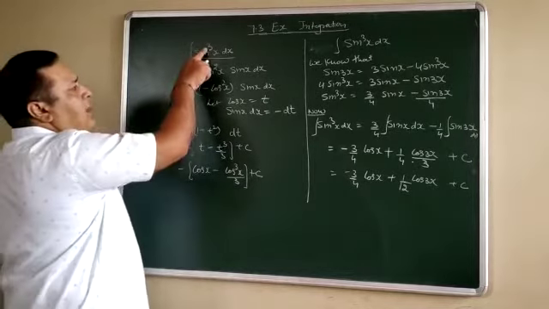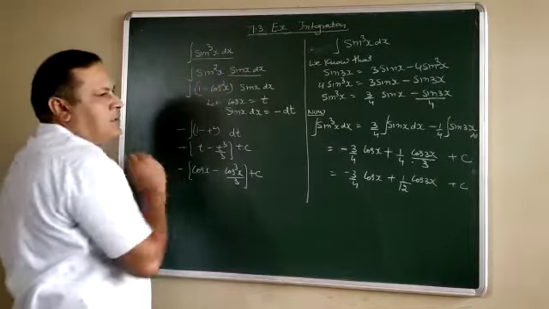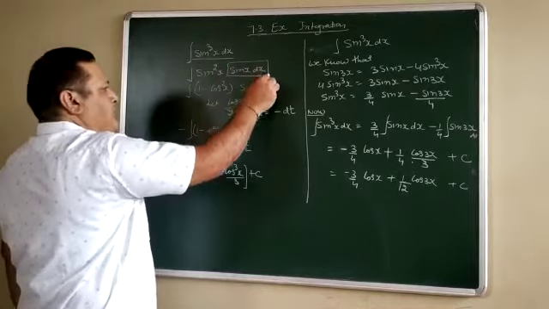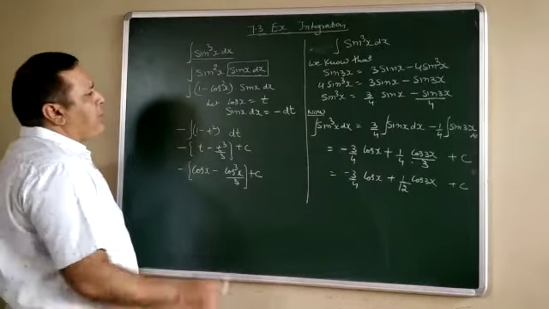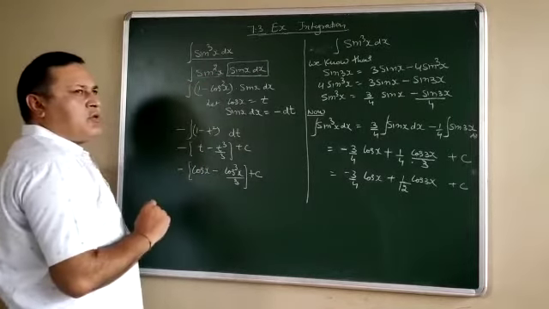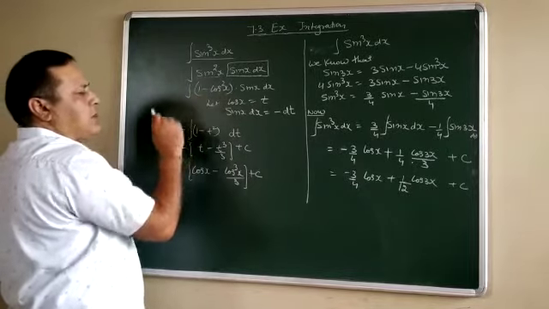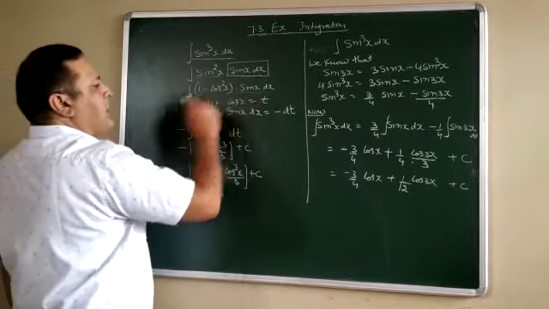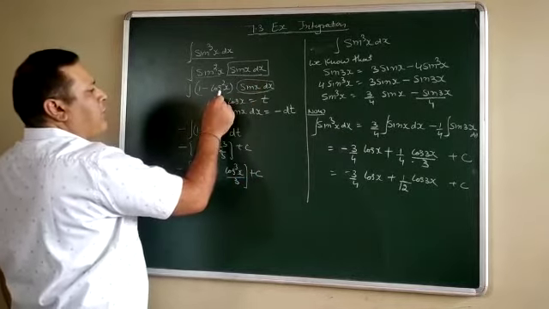It is an odd power function, so I break sine cube x into sine square x into sine x. If you see, this sine x is a derivative of cos x. So is it possible for me to change this sine square x into cos? I use the identity sine square x is equal to 1 minus cos square x, into sine x.